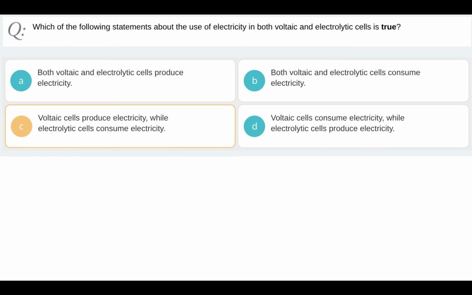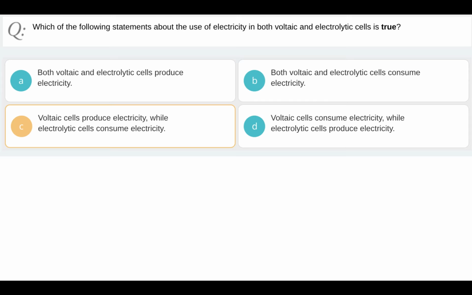This next one, again, it's highlighted here, but just to go over it, which of the following statements about the use of electricity in both voltaic and electrolytic cells. So we just talked about that one in a previous question.